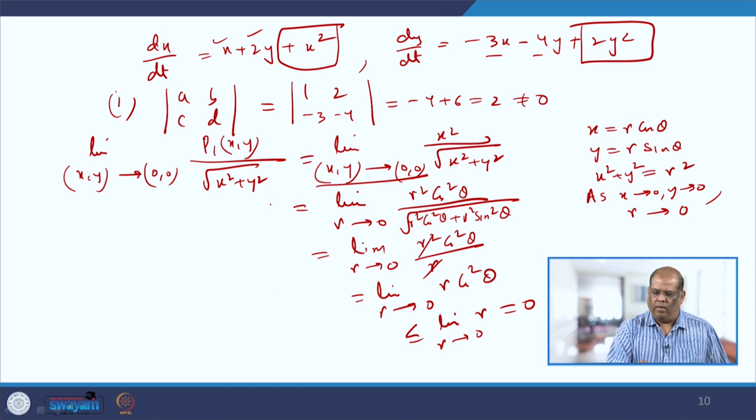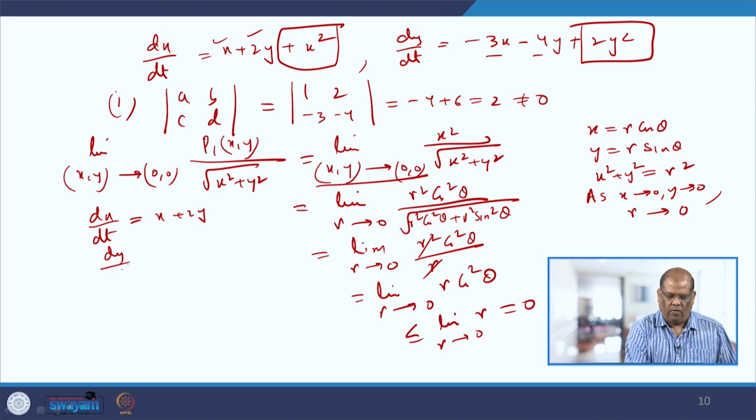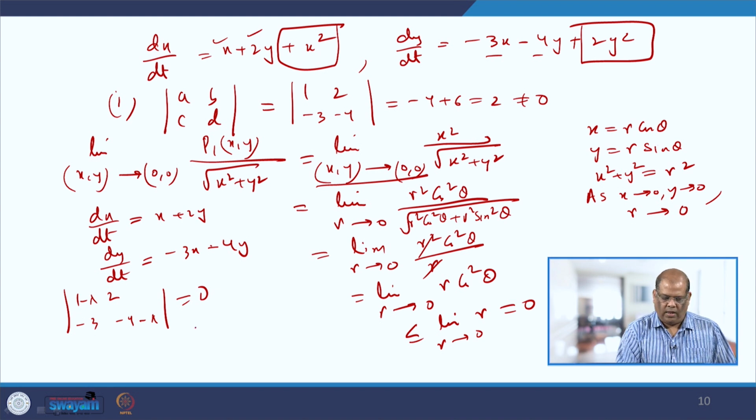In a similar manner, you can prove that the limit as (x, y) tends to (0, 0) of q1 divided by root of x² + y² is also 0. So our whole property has been satisfied, and if you take the linearized system, that is dx/dt = x + 2y and dy/dt = -3x - 4y, I find the eigenvalues at the point (0, 0). So with the matrix 1, 2, -3, -4 minus lambda, you can show that the lambda value is (-3 ± i√15)/2.